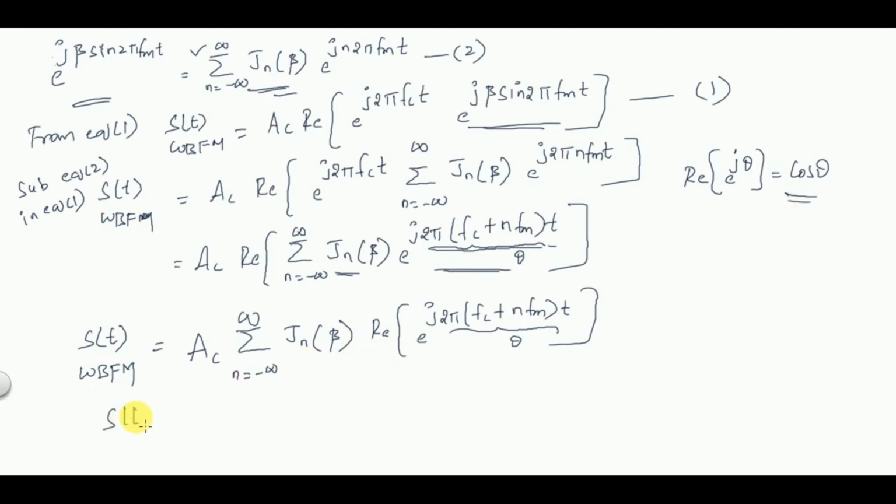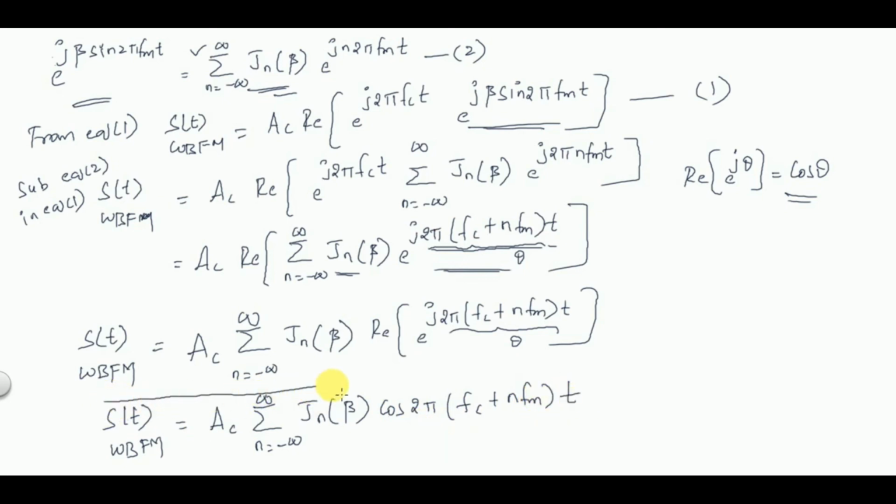So the final expression for the standard time domain expression of the WBFM signal is AC into summation n equal to minus infinity to infinity Jn of beta into cos 2 pi into fc plus n fm into t. This is the standard time domain equation of the WBFM signal. Very important, this derivation. Please keep that in mind.